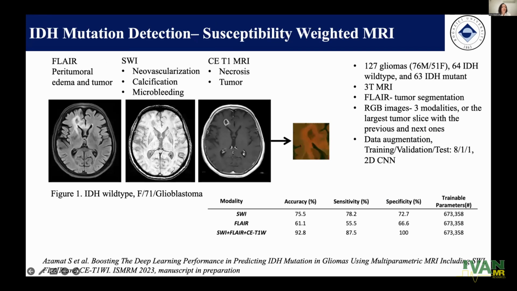We also used susceptibility-weighted MRI that I showed you earlier. We combined FLAIR, SWI, and contrast-enhanced T1-weighted MRI from the same slice. We cropped it to a tumor region, and we created an RGB image, as we call it. And we fed this into a deep learning algorithm and a machine learning algorithm. Their combination using a deep learning algorithm resulted in 92% accuracy, actually.